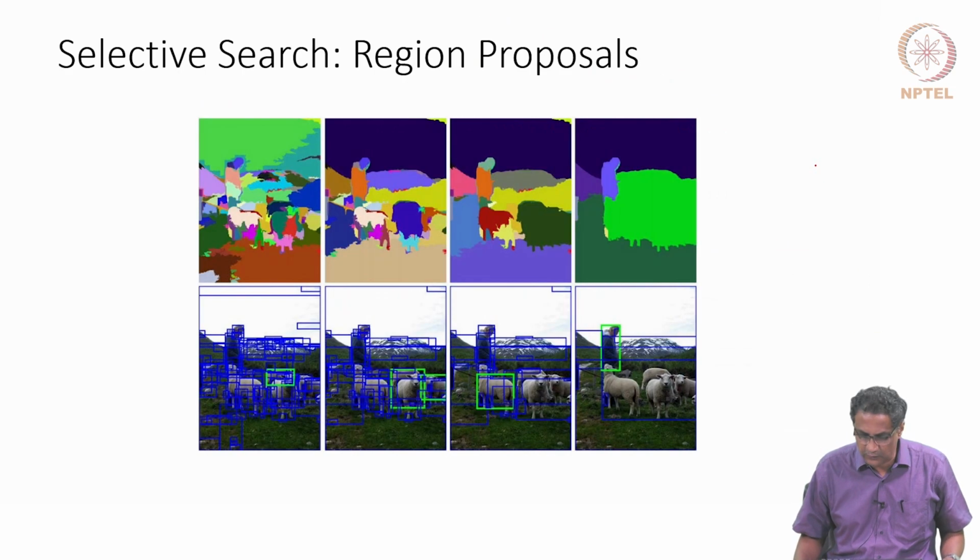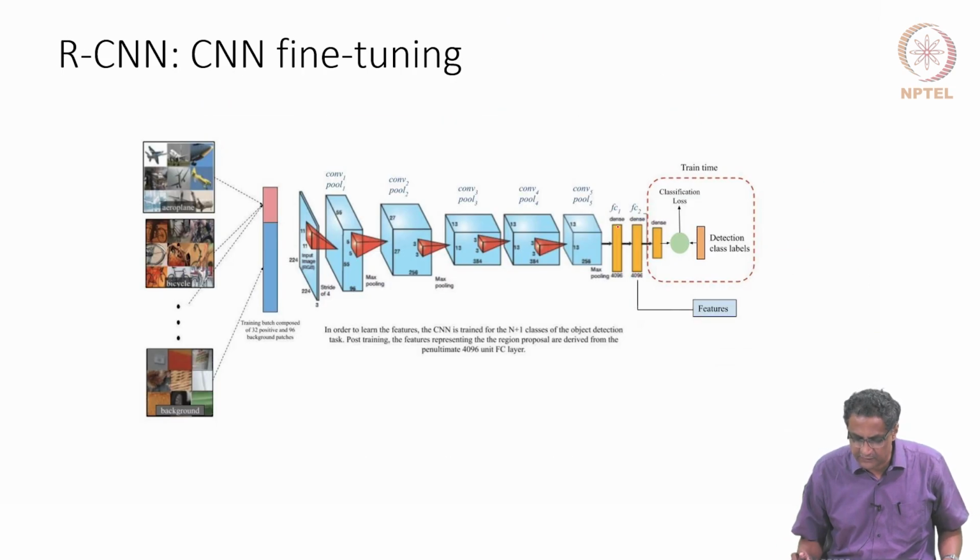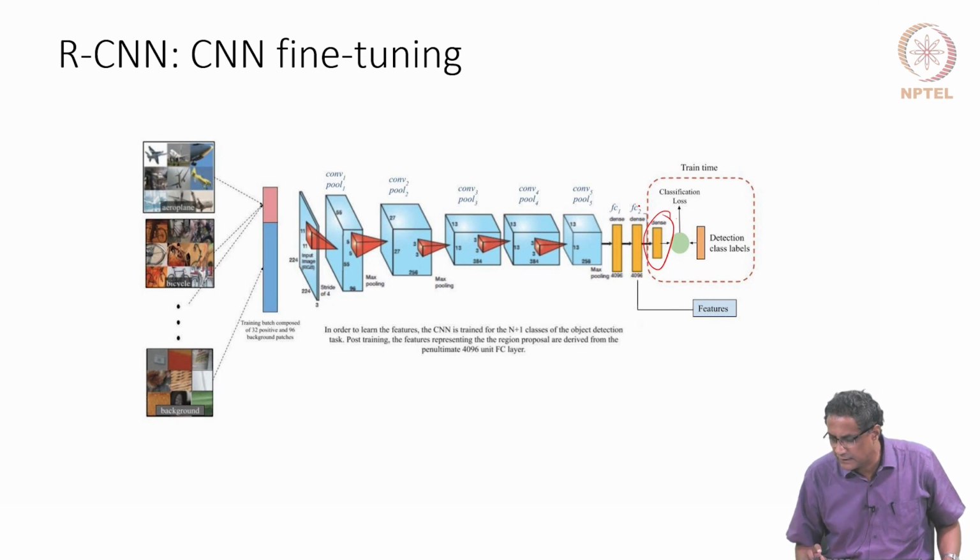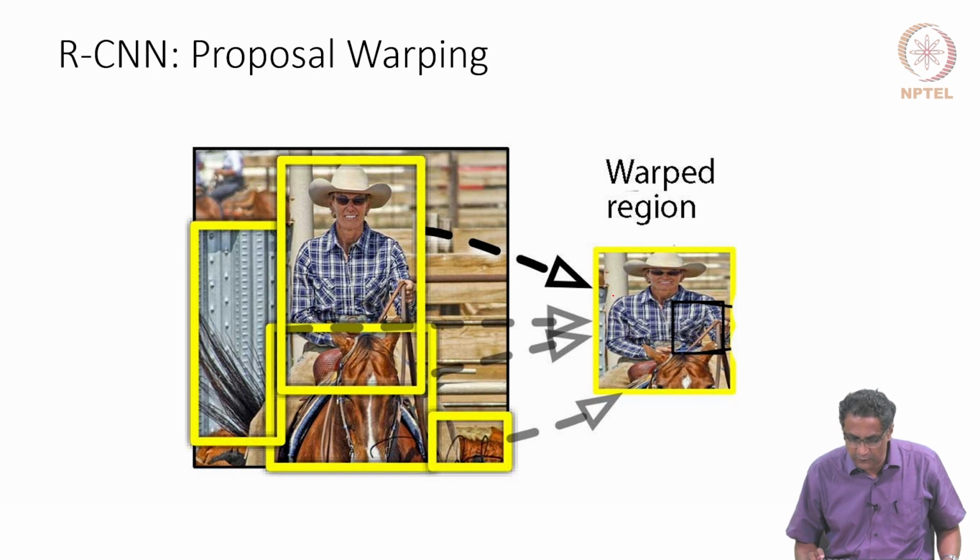Now, let me show you some of these outputs. This is how you get your RPs, region proposals, and here is what I meant with respect to the network that actually does the classification. Here is where you have the detection class labels, and here is your final output layer that will have the number of classes that you want, and then this 4096 and 4096 is standard, that is already there in your AlexNet. The rest of it is all actually AlexNet only.